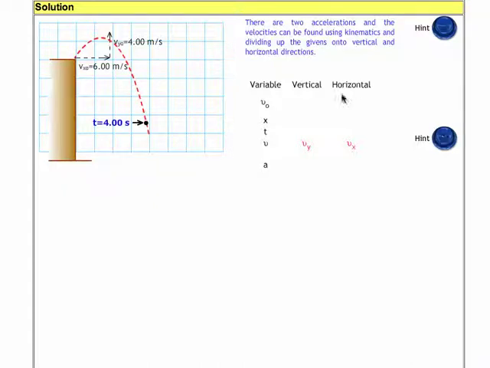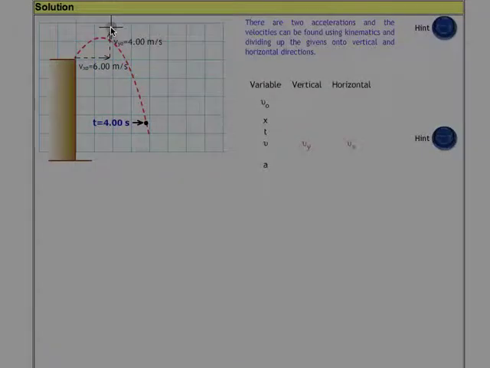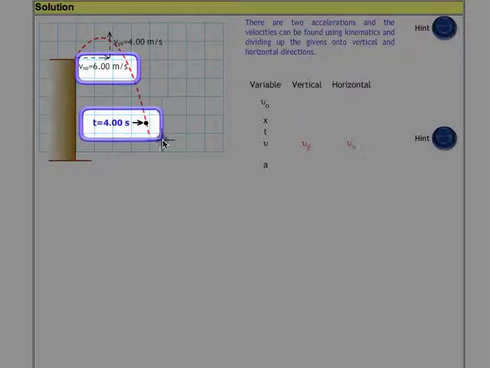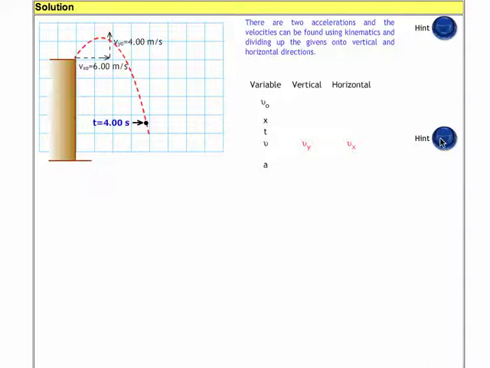Now putting my givens up here, I know that vertically I'm going to have the 4 meters per second, and that's pretty much all I've got vertically. Oh, I also know the acceleration is going to be downwards at negative 9.8 meters per second squared. Horizontally, I have that the velocity is going to be 6 meters per second. Now the time down here at the bottom is going to be for both columns, because time is a scalar, so it'll go in both columns. So if I look at my givens now, I've got vertically 4 meters per second, horizontally 6. The time is 4 and 4, and the acceleration is downwards at 9.8 meters per second squared.